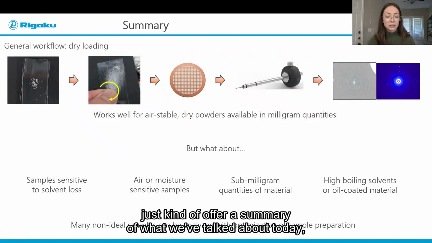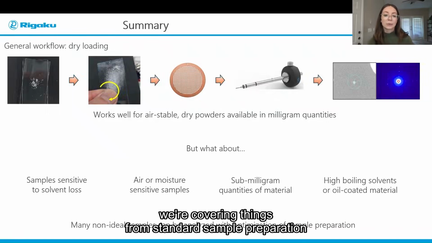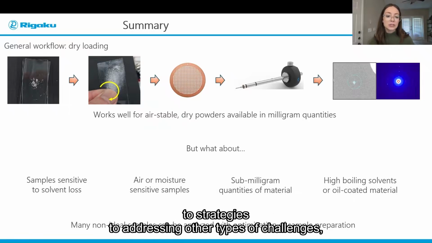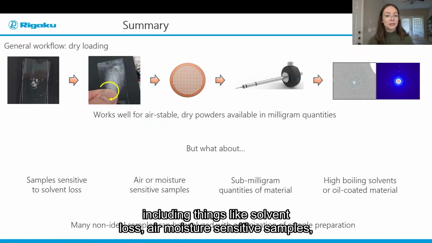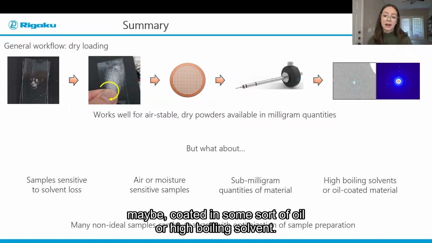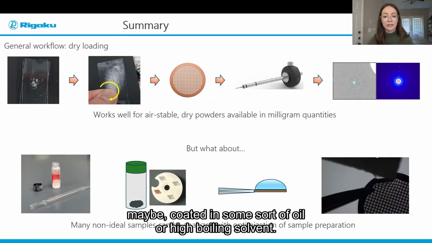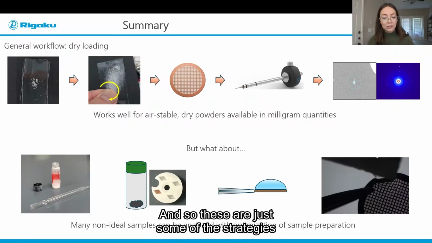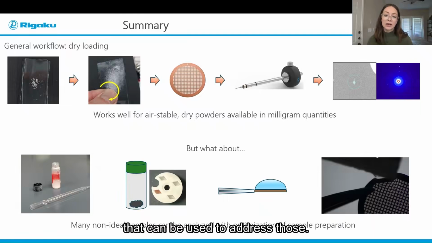And so to just offer a summary of what we've talked about today, we're covering things from standard sample preparation to strategies for addressing other types of challenges, including things like solvent loss, air and moisture-sensitive samples, what to do when you only have a small amount of sample, or samples that may be coated in some sort of oil or high boiling solvent. And so these are just some of the strategies that can be used to address those.